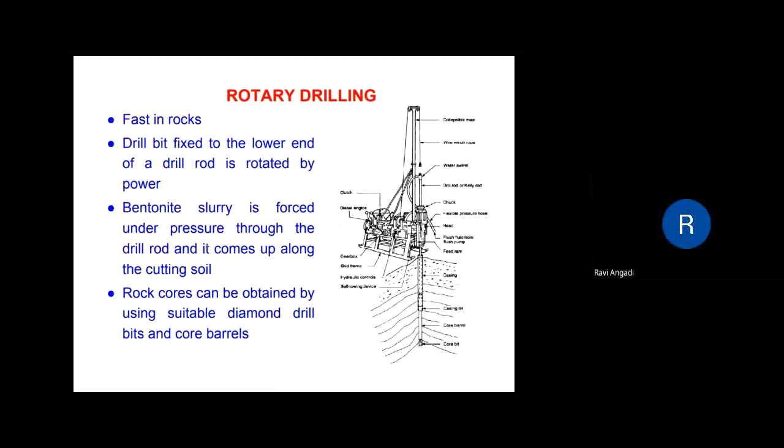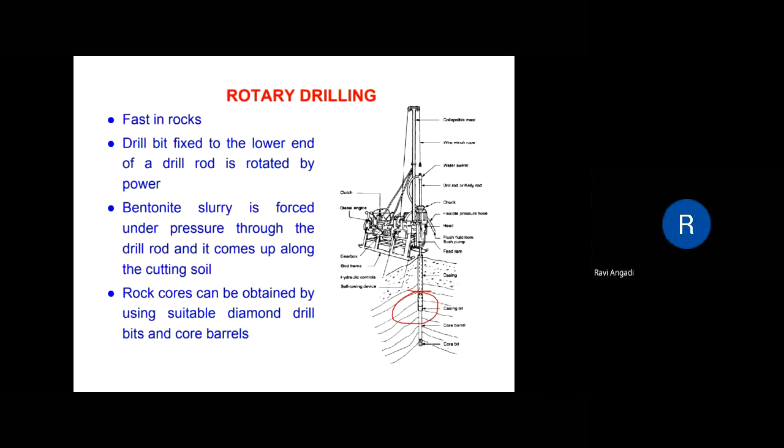In the rotary drilling method, a borehole is advanced by rotating a hollow drill rod which has a cutting bit at the lower end. A drill head is provided at the top of the drill rod, and it consists of a rotary mechanism and an arrangement for applying a downward pressure. The drilling rod is rotated here.